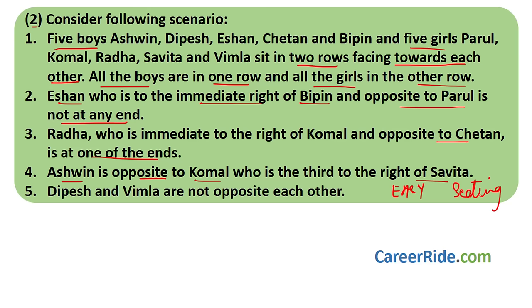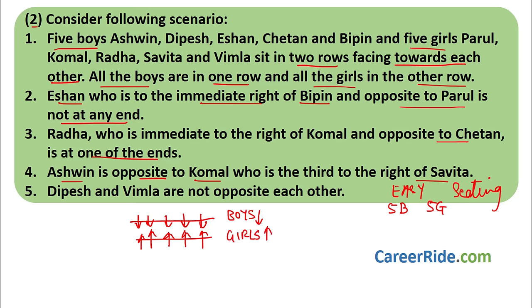What do we have to do first? Count the number of people. So there are 5 boys, 5 girls. Draw the seating arrangement. There are 2 rows facing each other, like this: 1, 2, 3, 4, 5, again 1, 2, 3, 4 and 5. All boys are in one row, so let us assume all the boys sit over here facing downward, and all the girls sit over here facing upwards. You might wonder why I'm always drawing these arrows upwards and downwards. You'll realize why it is necessary. First sentence, we have developed our sitting arrangement.